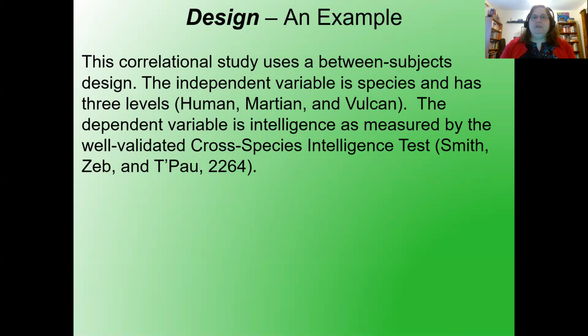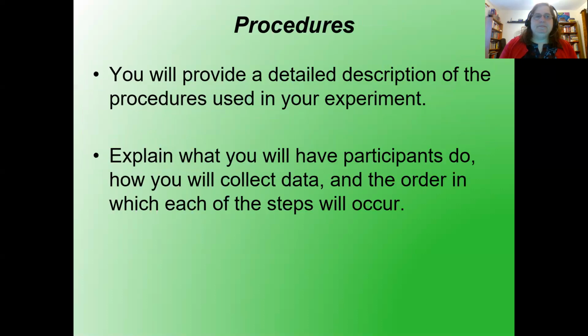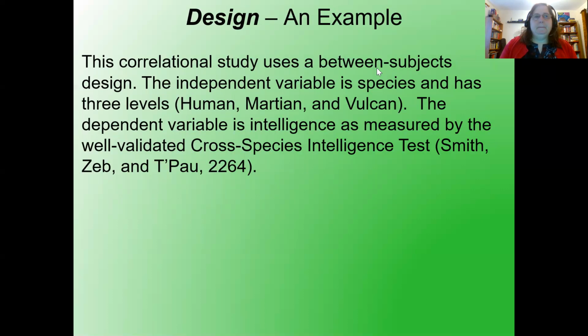Just making you aware of that for your own studies. Be aware of whether you're assigning people to different groups or whether that is kind of self-determined. Notice, by the way, that I say the independent variable is species and has 3 levels. The other thing I probably could have done is, with the cross-species intelligence test, I probably should have given a range of scores there. So I will encourage you to do that.